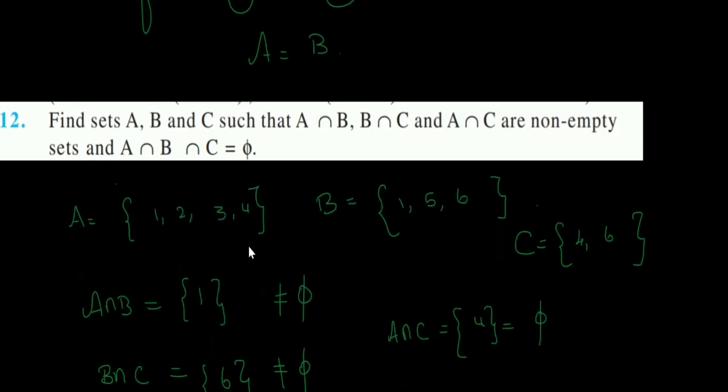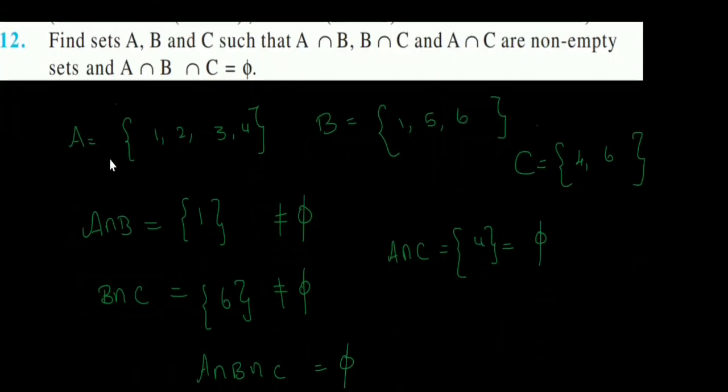So you can give any example. So I have given A as 1, 2, 3, 4. B as, because A intersection B should not be empty, I'm just writing one number here. 1. If I write 1, then A intersection B will not be an empty set. So I just wrote 1 here. So 5. The other elements you can write anything.